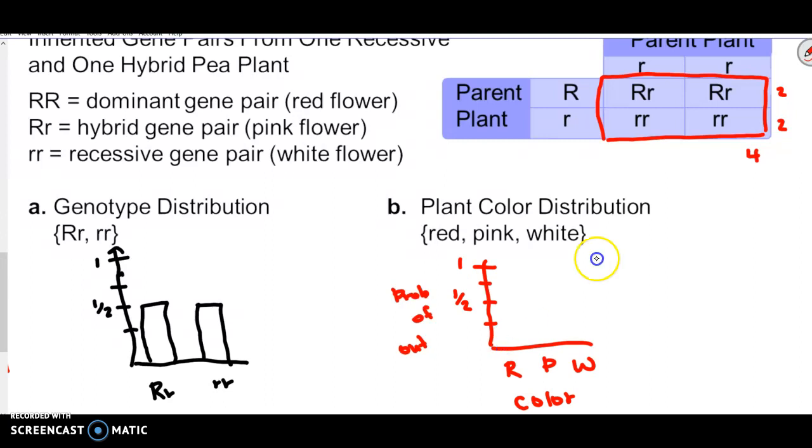All right, so for red, we have no double capital R's, so we're not even going to put a bar there. For the pink, we have 2 capital R, lowercase r's, so that's 1/2. 2 out of 4 is 1/2. And then for the white, we have 2 out of 4, which is again 1/2. Now, these graphs look very similar. However, this one is for the genotype distribution, and this one is for the plant color distribution.